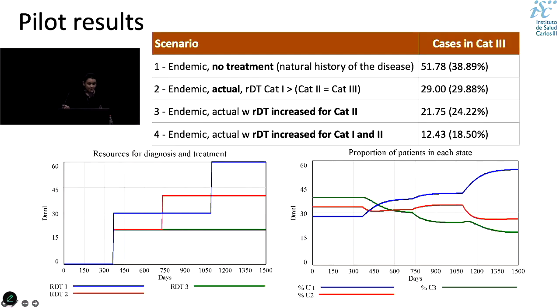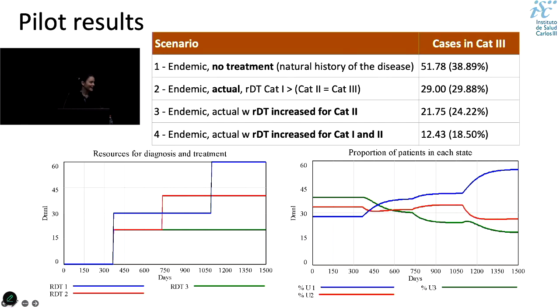As you can see here in the table, if you have in mind our objective to evaluate the best strategy to reduce the proportion of cases in category 3, we obtain the lowest number of cases in category 3 when we increase the resources for diagnosis and treatment in category 1 and 2.